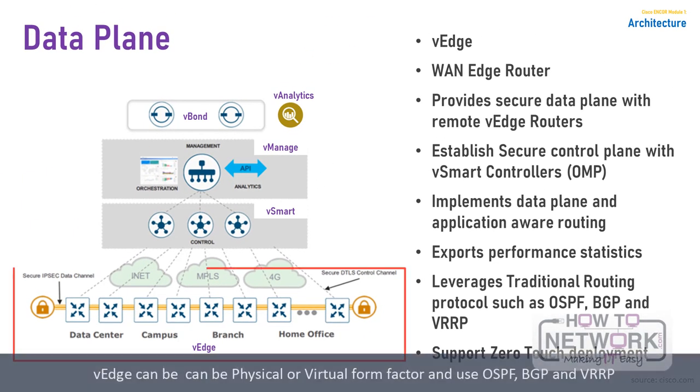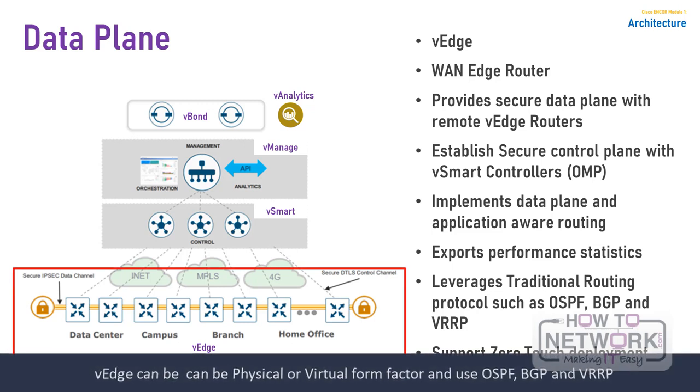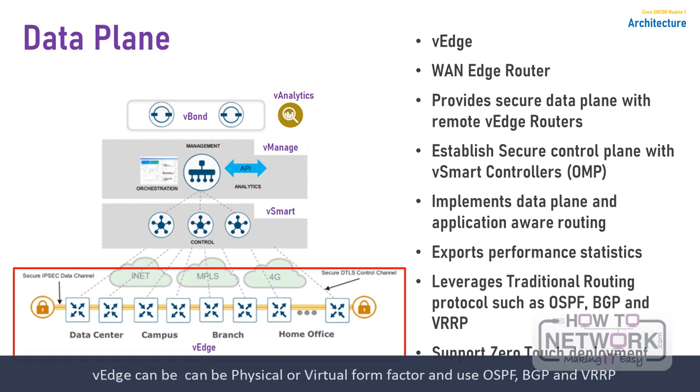vEdge routers are available in both physical and virtual form factors, support zero-touch deployment, and use traditional routing protocols like OSPF, BGP, and VRRP for integration with networks that are not part of the WAN fabric.